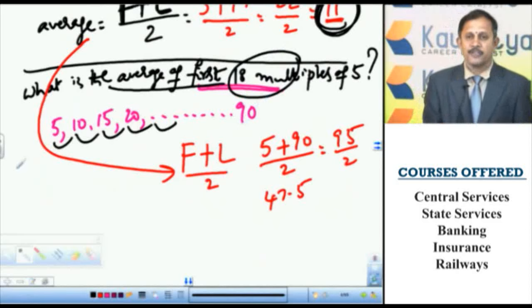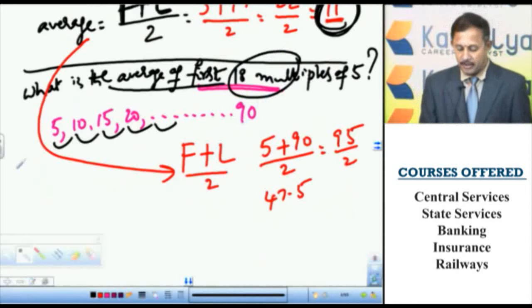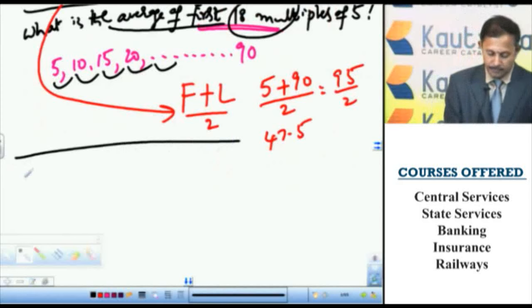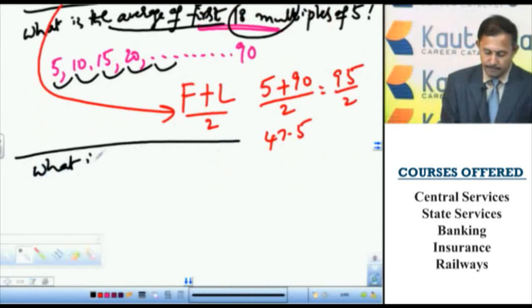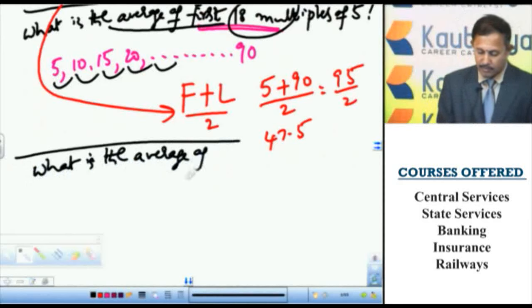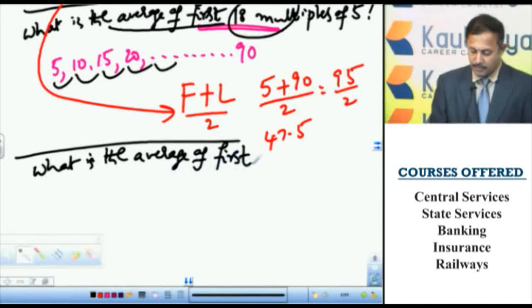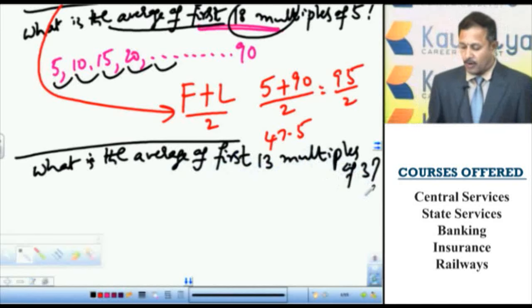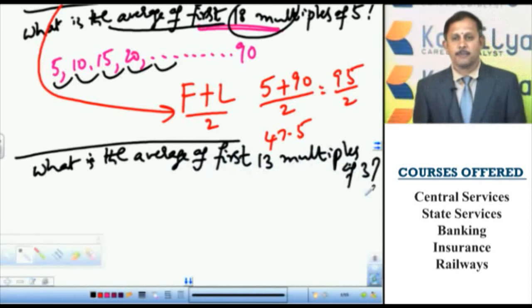So no doubt the difference between successive elements is constant, and we can find the average by using the formula first element plus last element by 2. And suppose this is the question: what is the average of the first 13 multiples of 3? What is the average of the first 13 multiples of 3?